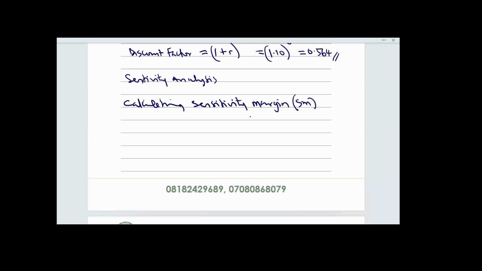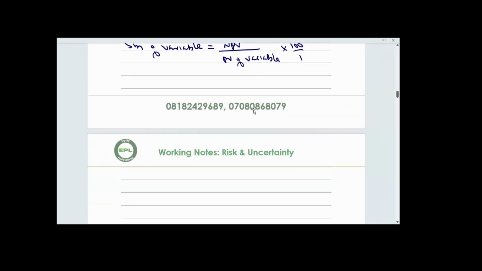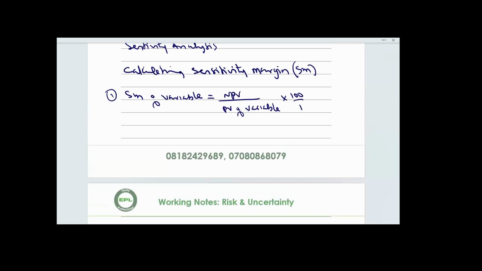So to calculate sensitivity margin, like I said, there are 3 different formulas depending on the variable that you want to compute for. So for all the variables excluding cost of capital and the project life, sensitivity margin of variable will be computed as the net present value divided by the present value of the variable multiplied by 100 over 1. That's number 1 formula that you can use to do that.